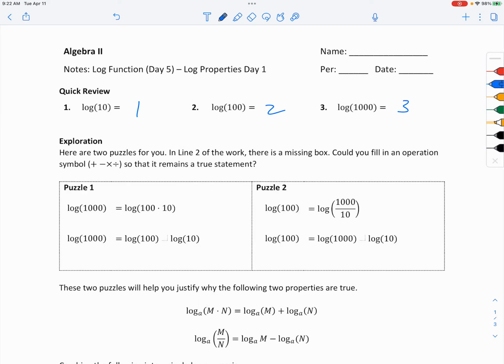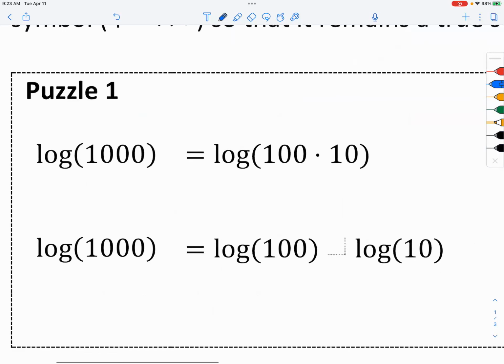Now, there's a reason why I ask you to know these 3 values, because we have a little bit of an exploration and a little bit of a puzzle for you to solve. So here we have 2 puzzles. Okay, so let's look at puzzle number 1 right here.